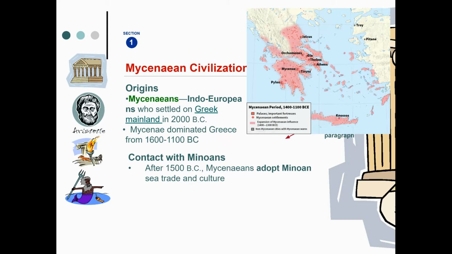The Minoans also influenced the Mycenaeans in other ways. The Mycenaeans adapted the Minoan writing system to the Greek language. They decorated vases with Minoan designs. So a lot of that early Minoan artwork that we looked at, you're going to see replicated by the Mycenaeans. The Minoans influenced the culture of Mycenae.